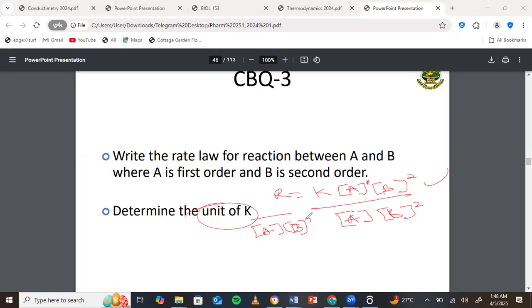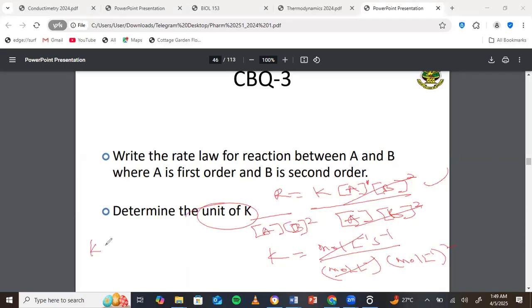B raised to the power 2. So this will cancel this, and I'll have K being equal to the rate. Now the rate is measured in mole per liter per second. Then this side, we have mole per liter, then this side, we have mole per liter all squared. So this will cancel this out.